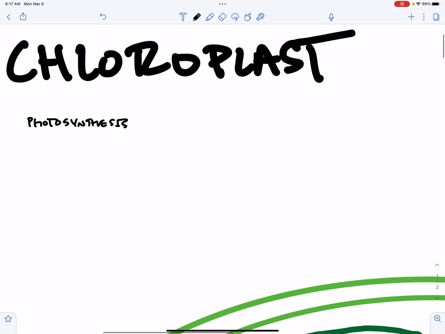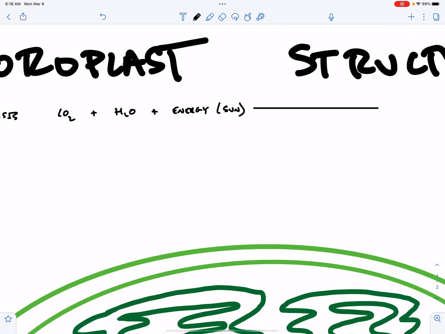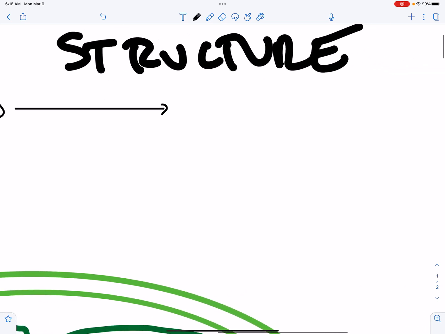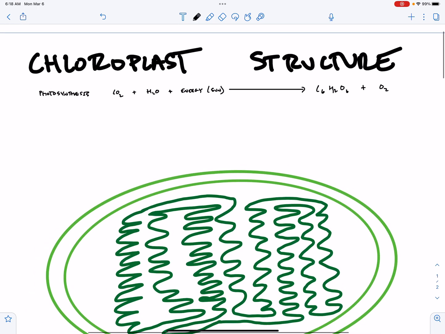Photosynthesis, our inputs are CO2, which is a gas in the air, plus H2O, which is a liquid that's coming from the ground through the roots of plants, plus energy. This energy is electromagnetic energy from the sun, and we get out C6H12O6, which is glucose, and oxygen. This is unbalanced. You can balance it if you want.